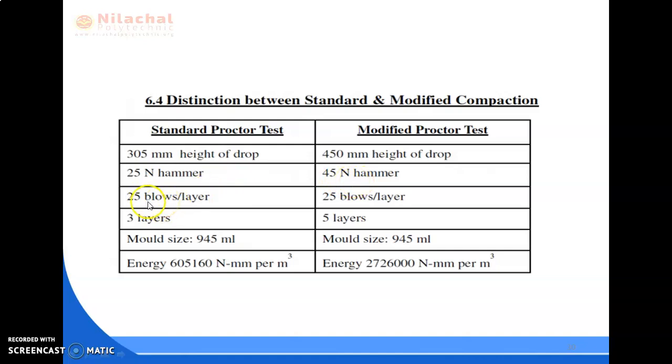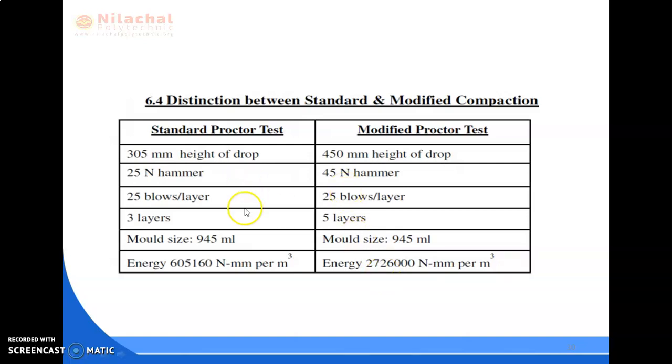In the standard Proctor test we give 25 blows after placing each layer of soil. Here also it is the same, 25 blows after each layer of soil. But in the standard Proctor test we give 3 layers within the mold, but in modified we give 5 layers. Then again, in the standard Proctor test the mold size is 945 ml. Here the mold size is also the same, 945 ml. The energy required is 605,160 Newton mm per meter cube, but here the energy is 272,600 Newton mm per meter cube.